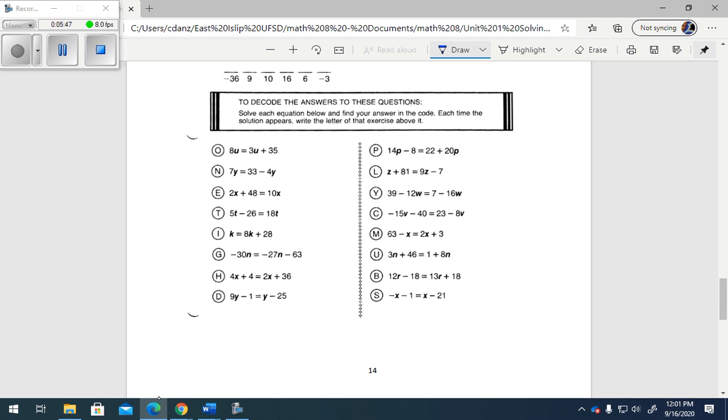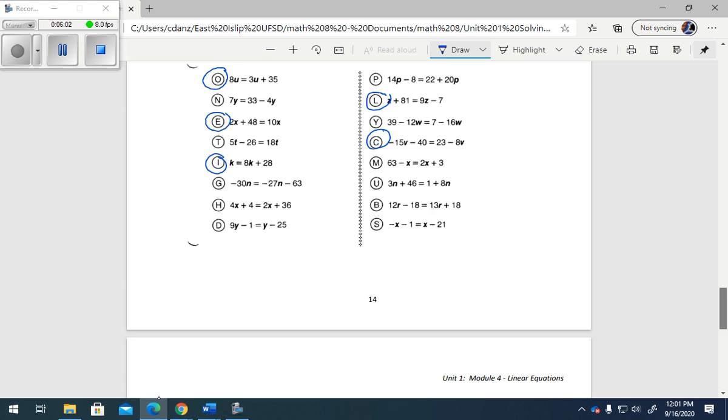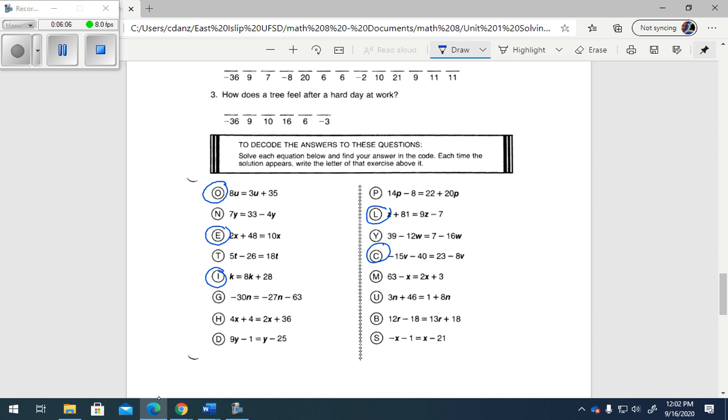O, E, I, L, and C. Those are the ones I want you to do. And I want you to solve and check, but I want you to put your work on the next page, please. I don't want you to squeeze it on this page.